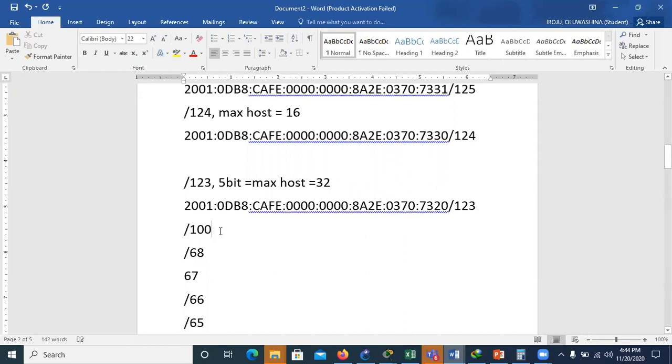Let's go to 100. The same thing for 100. 128 minus 100, we have 28 left. That gives us 28 bits. What is the maximum host? That is 2 raised to the power of 28. Maximum host equals 2 raised to the power of 28.